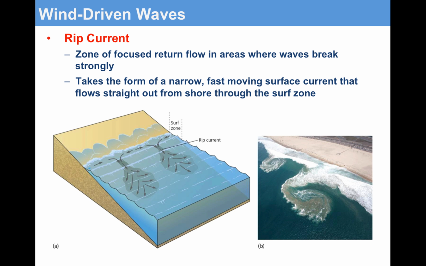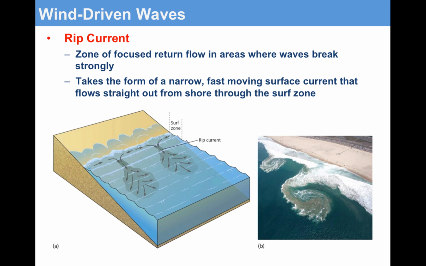Now we're going to talk about something you're probably more familiar with, rip currents. You've seen signs warning you about rip currents if you've ever been to the beach. They're incredibly dangerous, but essentially what happens is when the waves break, they return with their flow and take a slightly different path, and they create incredibly strong currents going perpendicular to the shoreline.